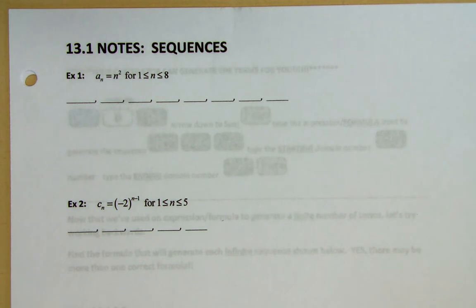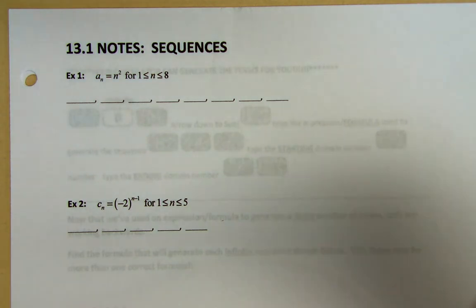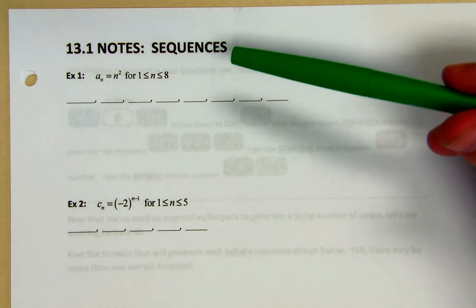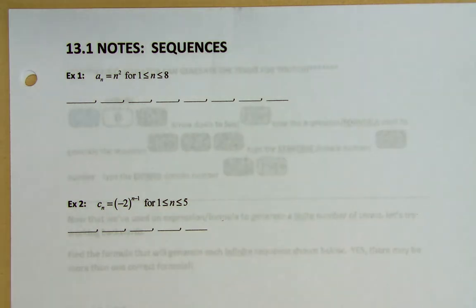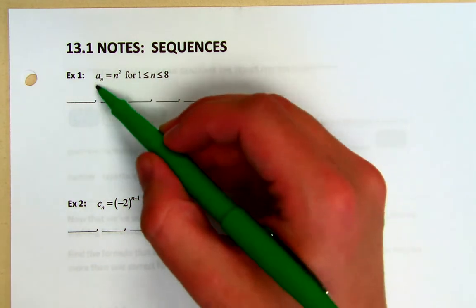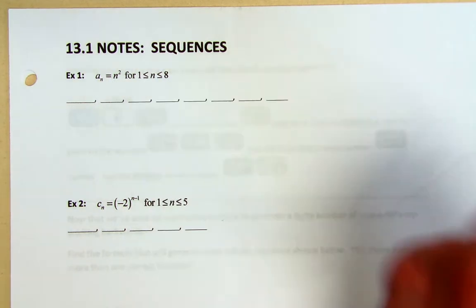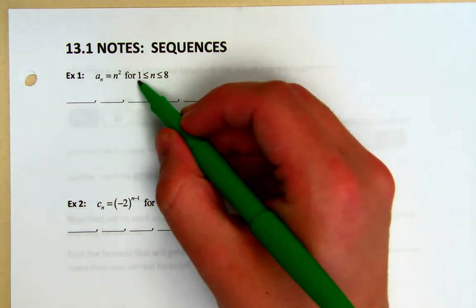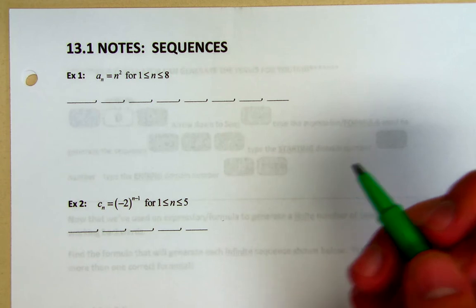In this chapter, we're going to start talking about sequences and series. So specifically in these notes, we see that we are doing sequences today. A sequence is essentially a list of numbers that have some kind of relation to each other. So this right here, example 1, says we have a of n, a formula, equal to n squared. We're only concerned with n between 1 and 8.